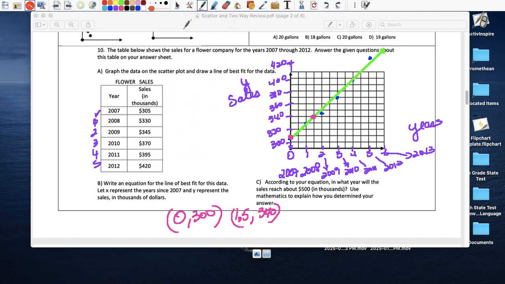Okay, so the slope is going to be, I'll do the slope, 340 minus 300, over 1.5 minus 0, and we get 40 over 1.5. Let's divide that up.